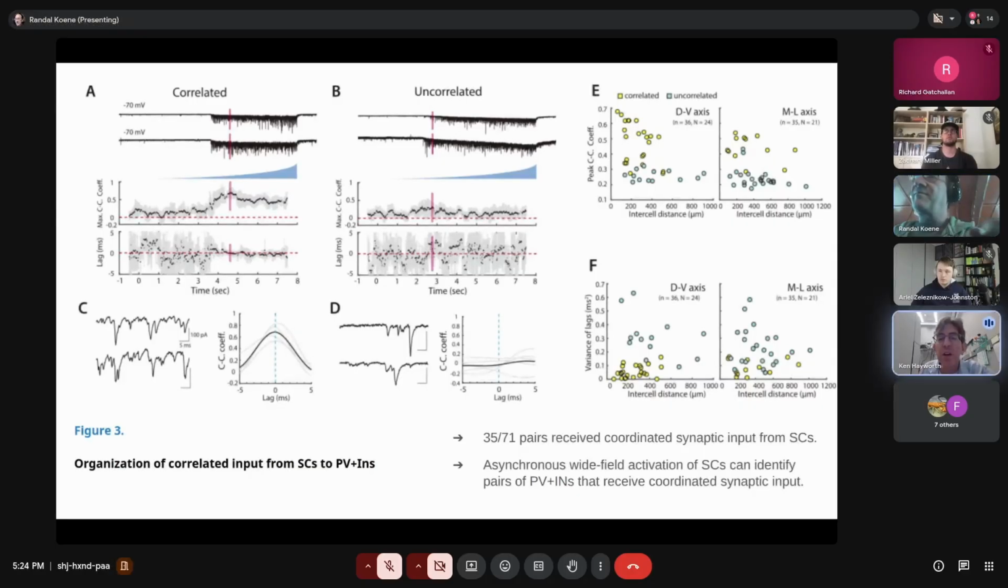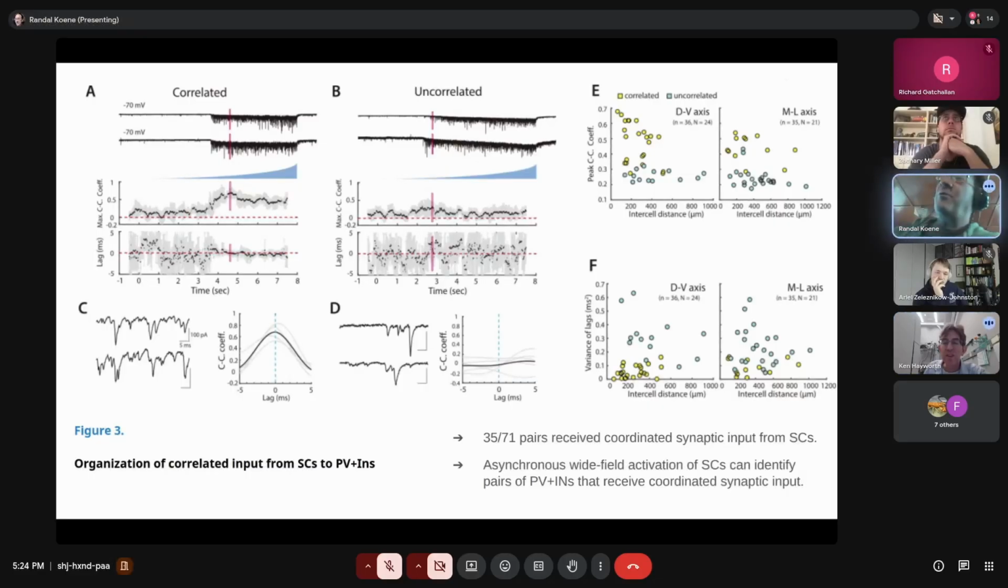So for example, there's a blue dot on top of a yellow dot in figure E. And I don't see why. That blue dot seems more correlated than the yellow dot. The yellow dot is labeled correlated.